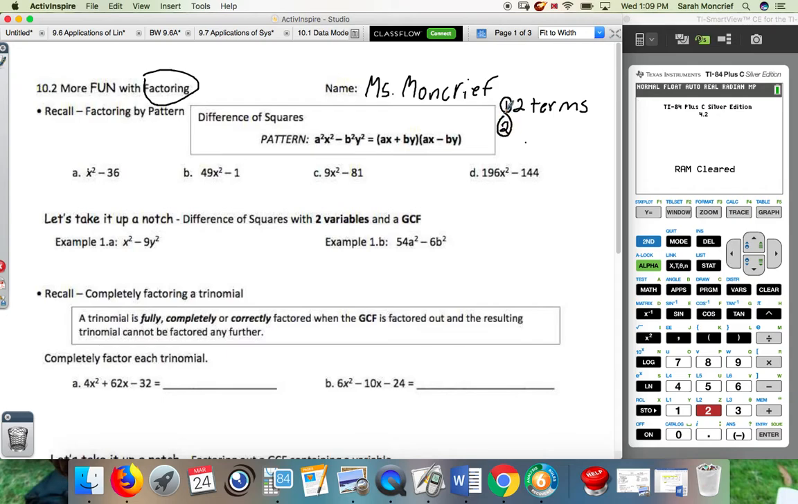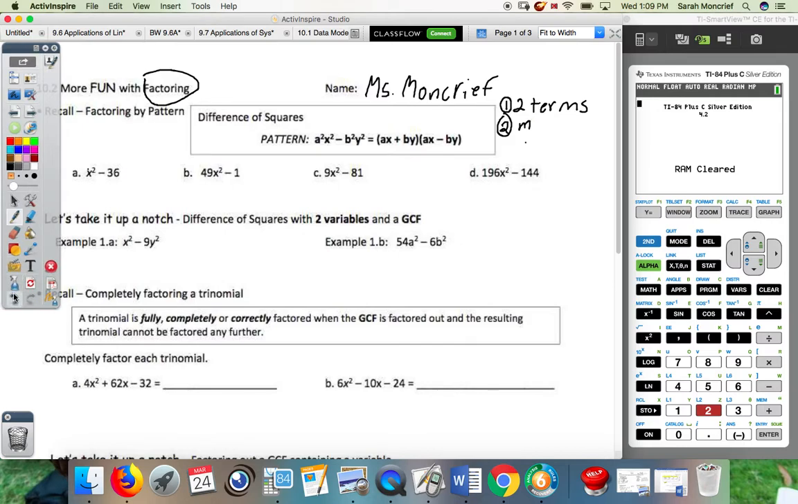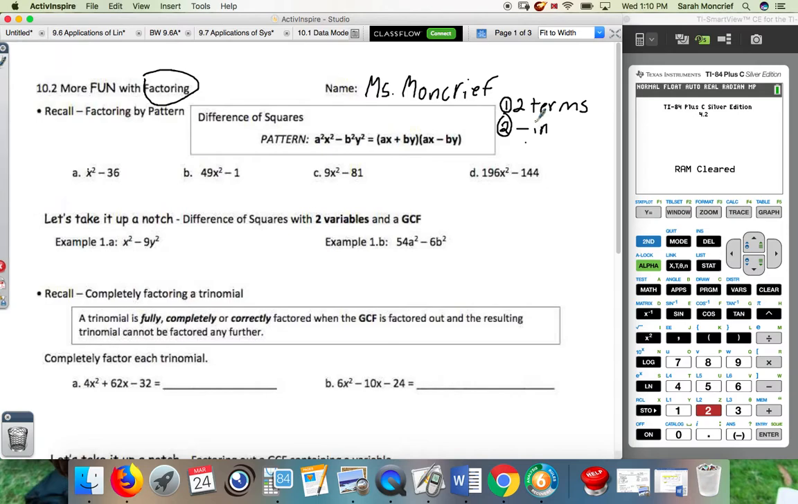And the next thing, 2, it has to be a minus in the middle. Is there a minus in between that x squared and 36? Yeah. And then 3, the two terms must be perfect squares.